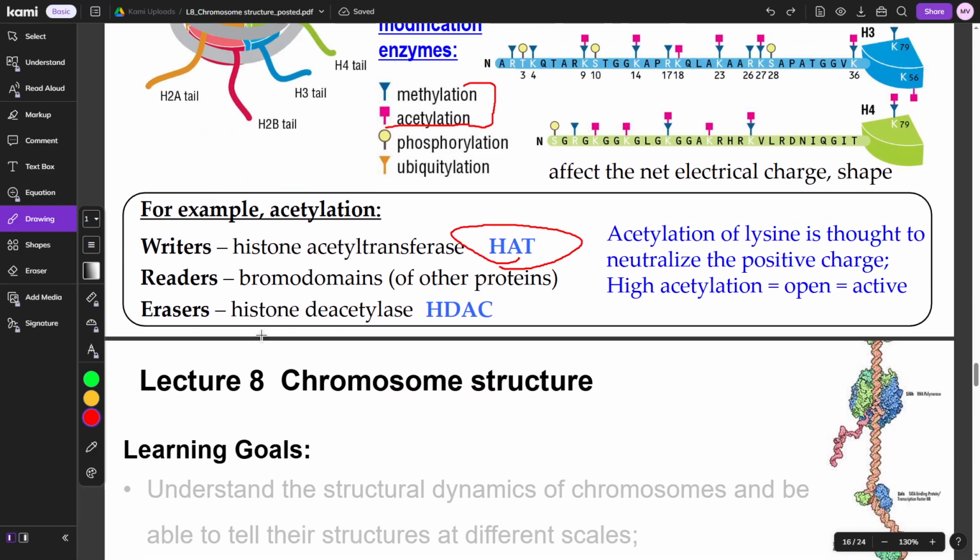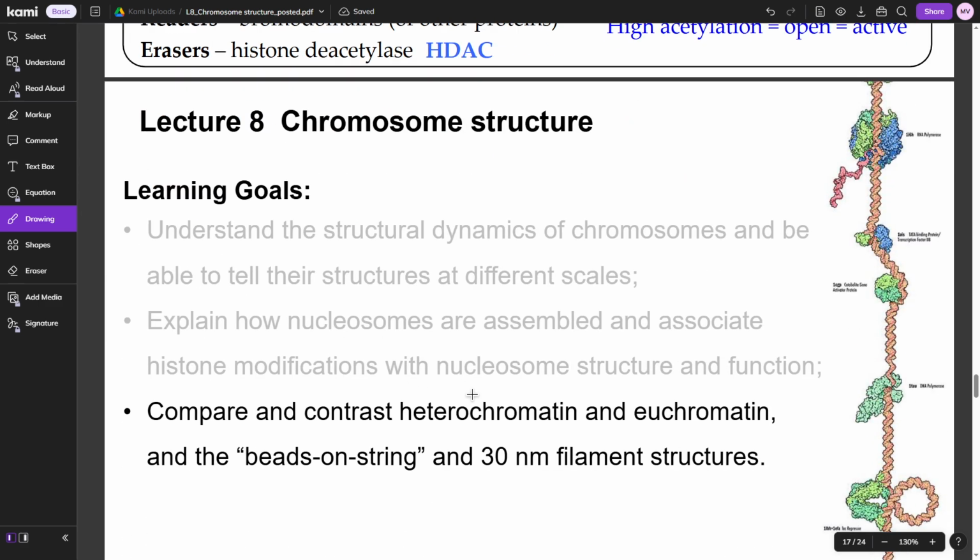And the eraser does exactly what it sounds like it does. Histone deacetylase does the opposite of acetyltransferase. It removes the acetyl group and restores the plus charge. So it literally erases the thing that the writer did. So hopefully that makes sense. It should be relatively intuitive, I think. But yeah.